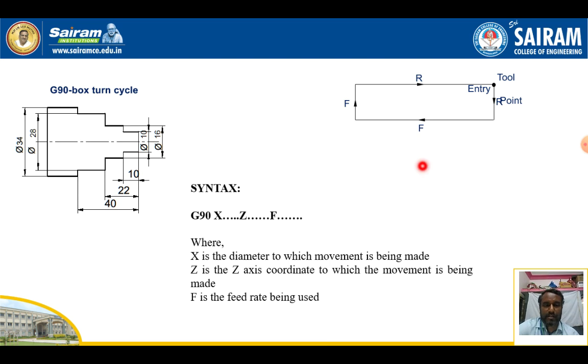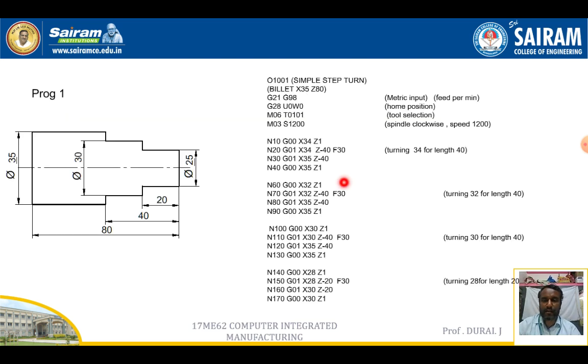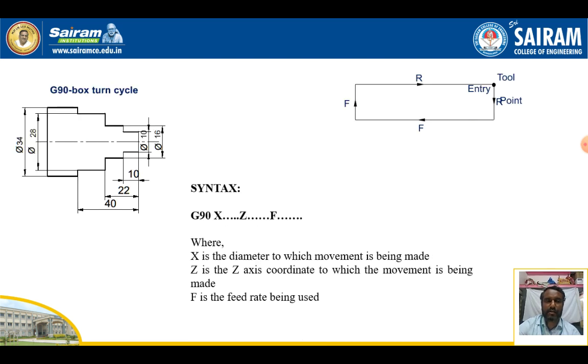But in the box turning cycle, the tool moves from here, and if you give the depth of cut, automatically it moves here, removes the material, and automatically retracts to our reference point. That is what is called the box turning cycle. It starts wherever it starts, and after machining it comes and stops at the particular point. Automatically it retrieves the tool.